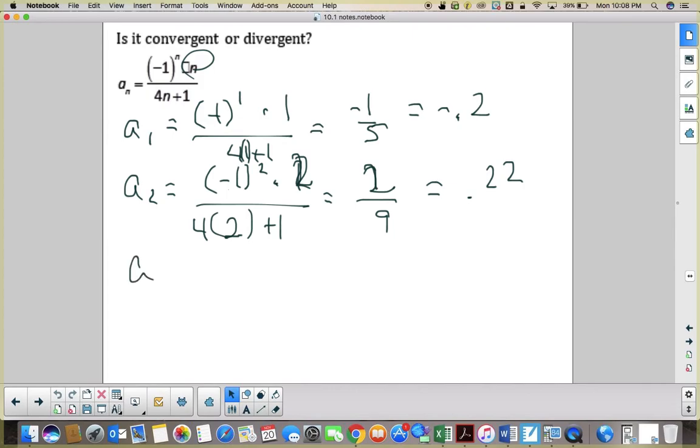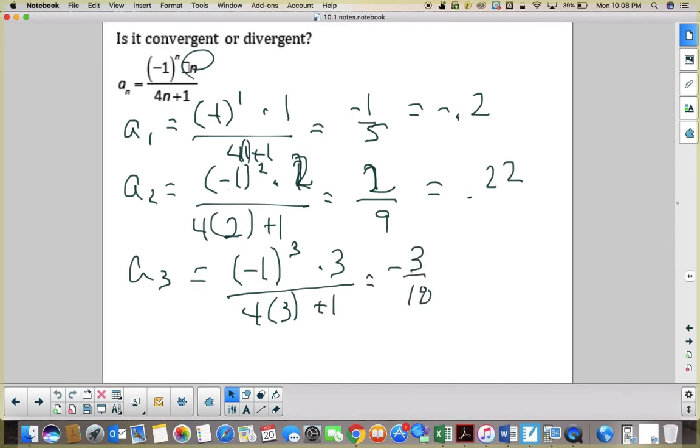And then we've got a sub 3, which is negative 1 to the third power times 3 over 4 times 3 plus 1. So that would give me negative 3 over 13, which when I put it in my calculator gives you negative 0.23.